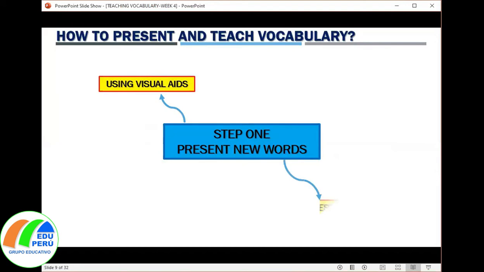Another one is using gestures and actions. So you're going to use your gestures and some activities, some actions that you make your students do, to move, to do something, no?